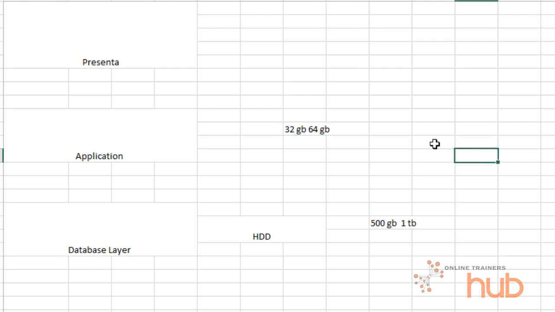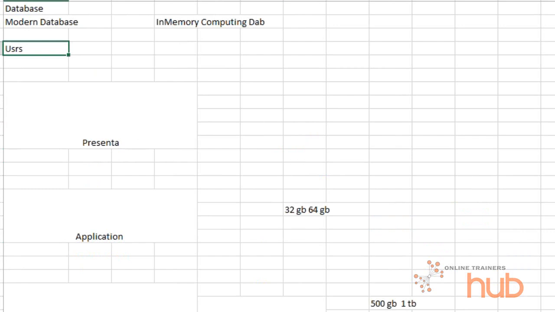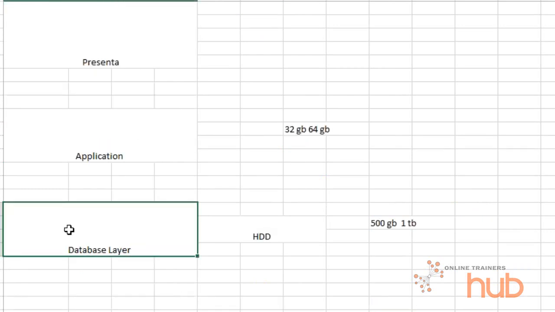Now, assume that the users would like to access a particular report that aggregates the sales data of the last 3 years or the last 5 years. That means the entire data has to be processed here.